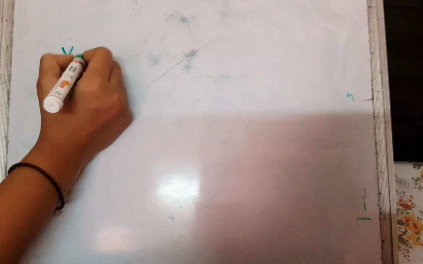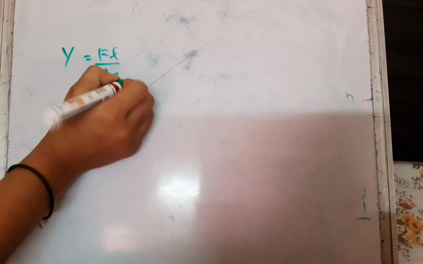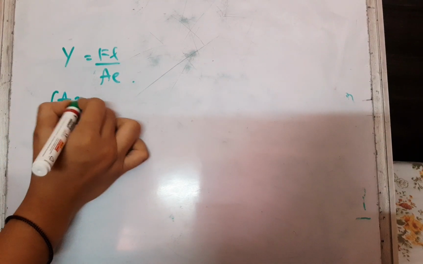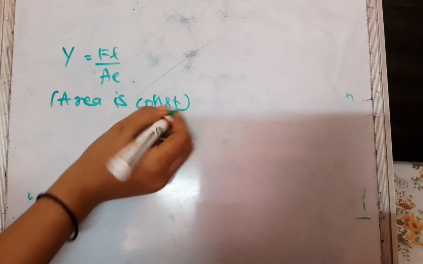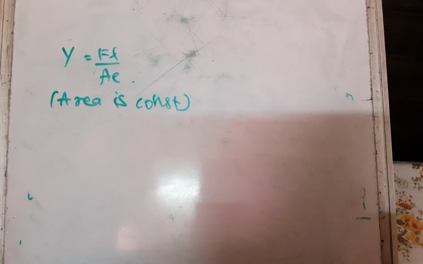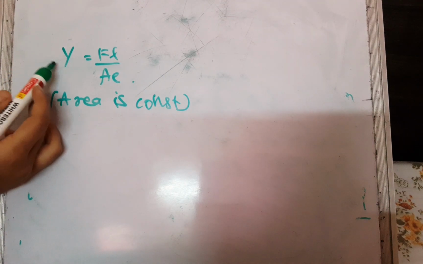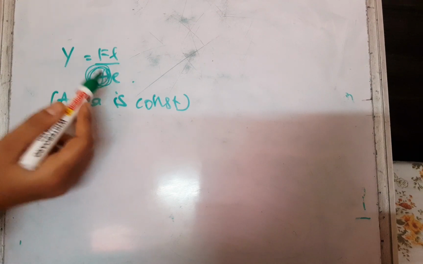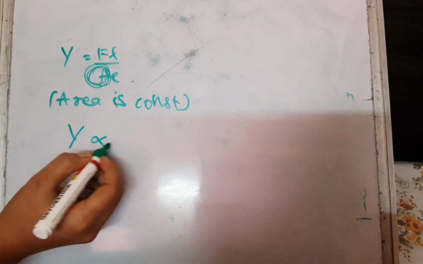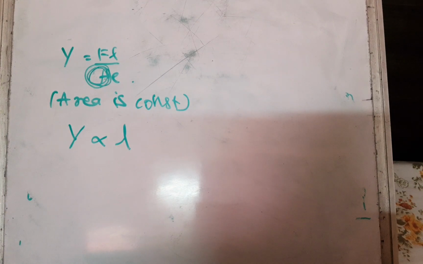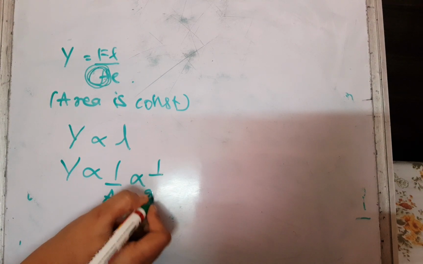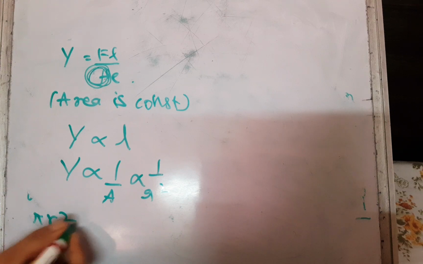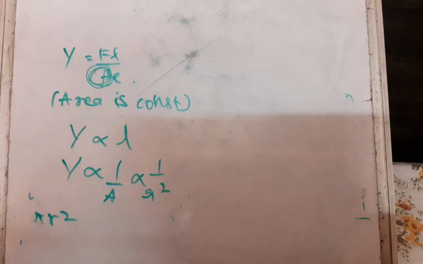So all the important applications were discussed. Now one more thing. See, Y is equal to FL upon AE. If they told you area is constant, then Young's modulus is directly proportional to length. And Young's modulus is inversely proportional to area, or inversely proportional to R square, because I will consider area as pi R square. Easy? Clear?